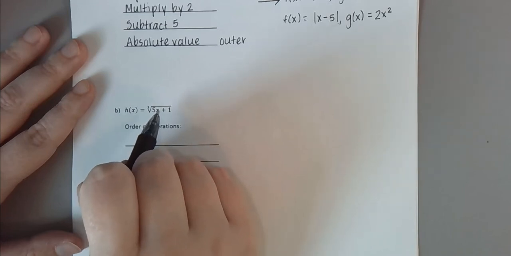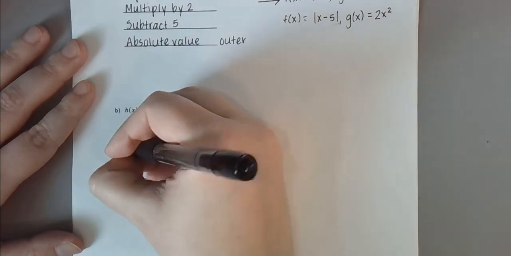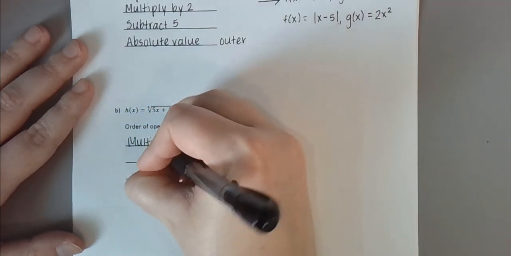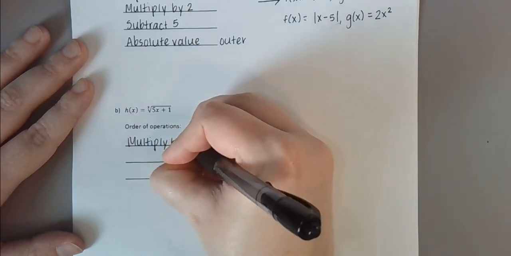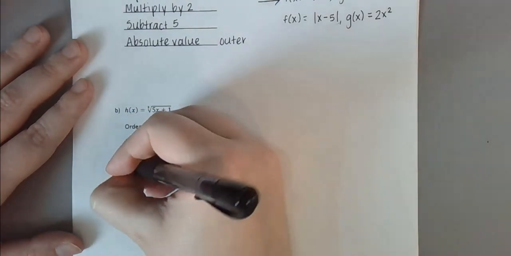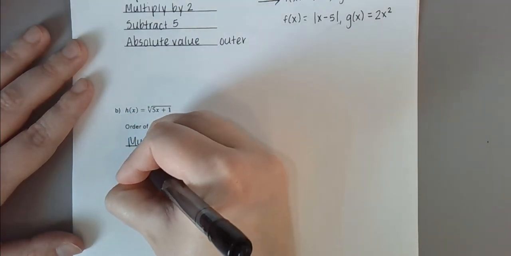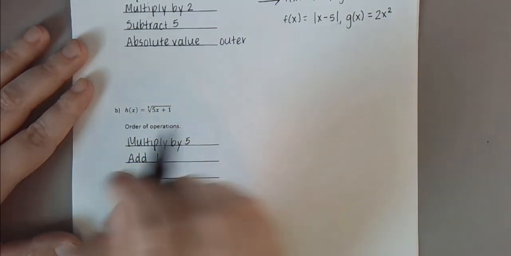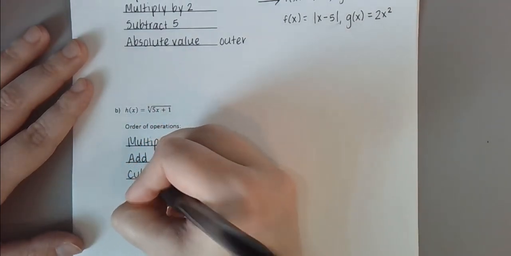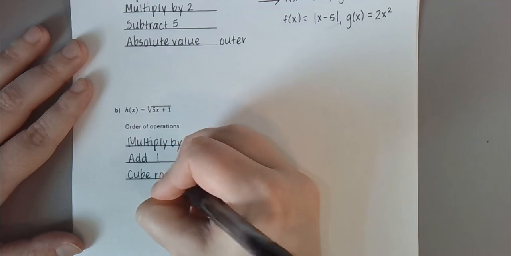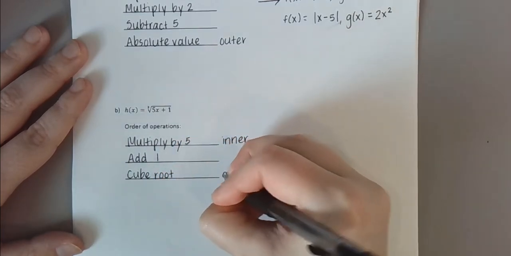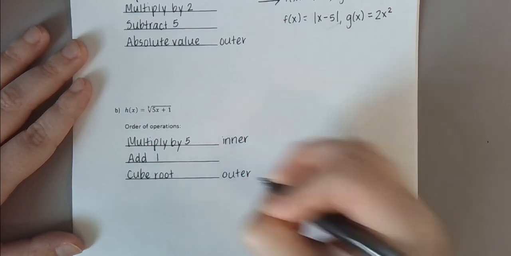Well, we would take our input. The first thing we do is multiply by 5. So our first operation, we multiply by 5. For the second operation, we would add 1. And that would fully simplify the radicand. And then we would take the cube root as our final operation. So this is our innermost operation. This is our outermost operation.